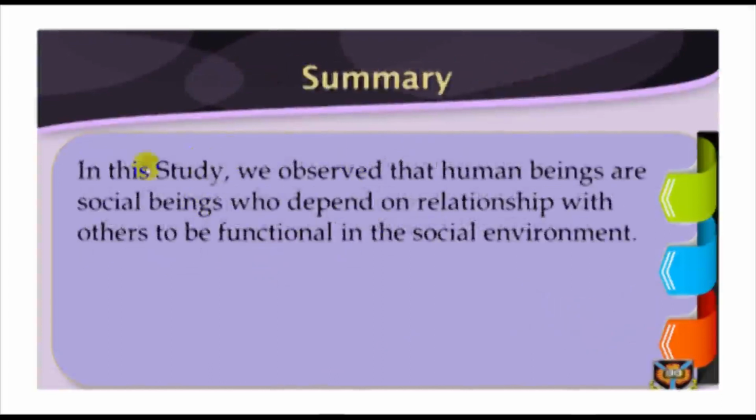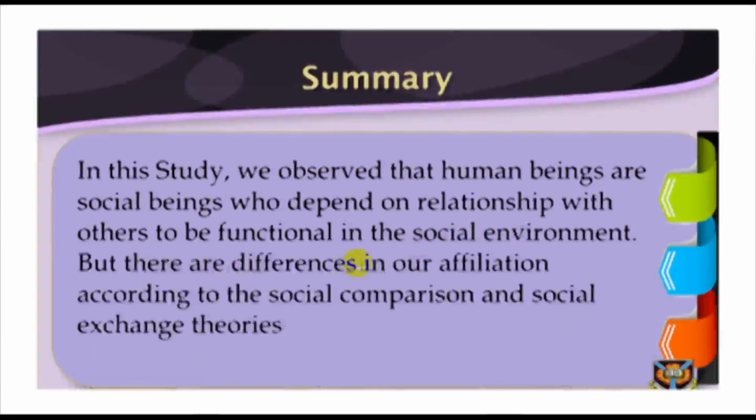Study session summary. In this study session, we observe that human beings are social animals who depend on relationships with others to be functional in the social environment. However, there have been observed differences in the reasons why people affiliate. The social comparison theory sees affiliation as resulting from the desire to gain knowledge about ourselves and the world by comparing ourselves to others. On the other hand, social exchange theory says affiliation stems from the desire to gain psychological and material rewards using the principle of social exchange.